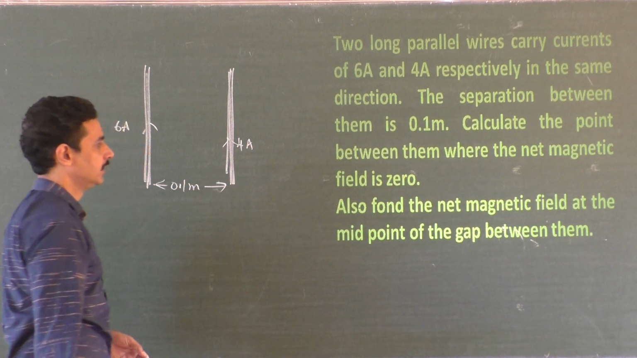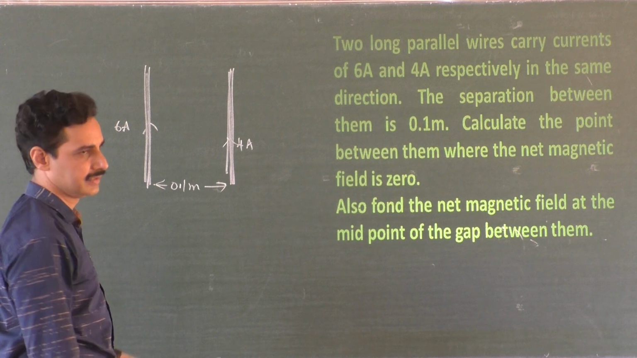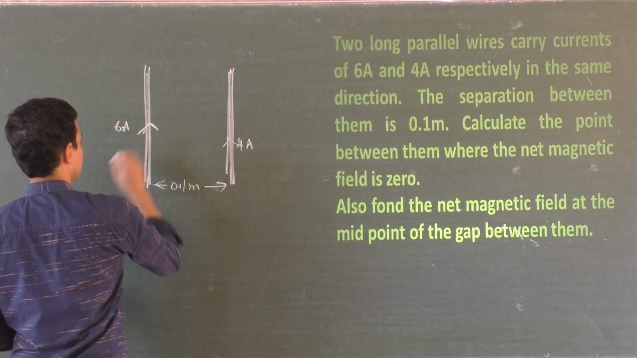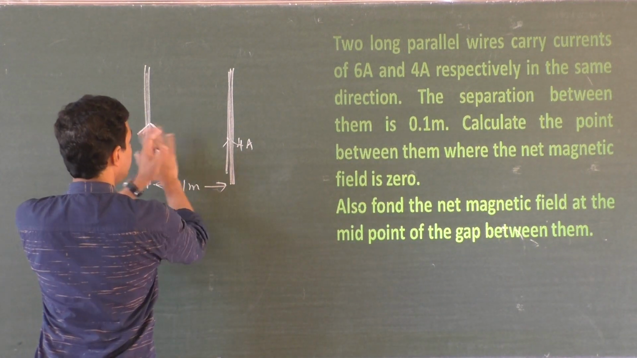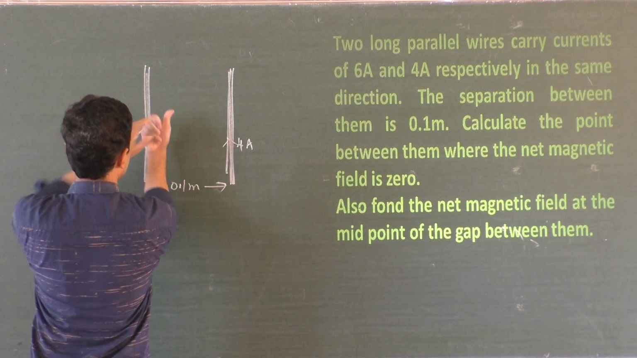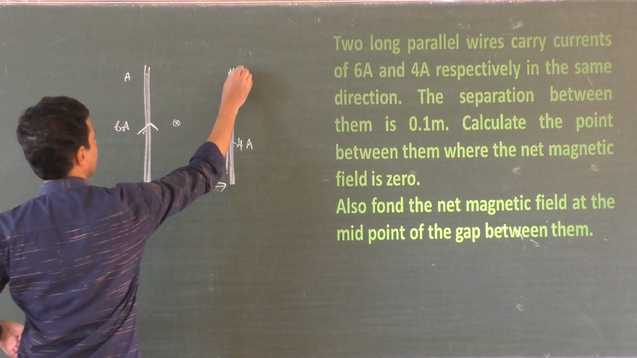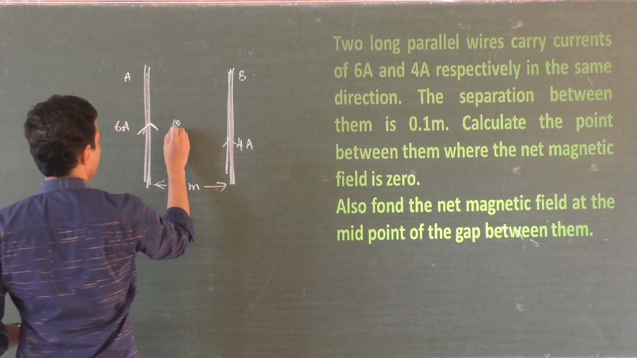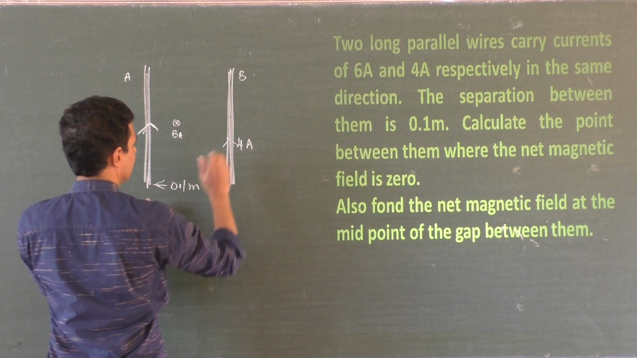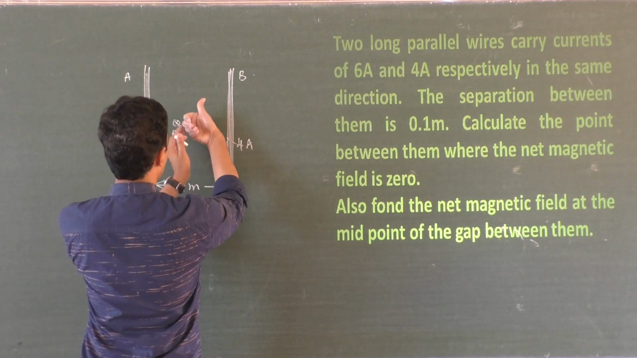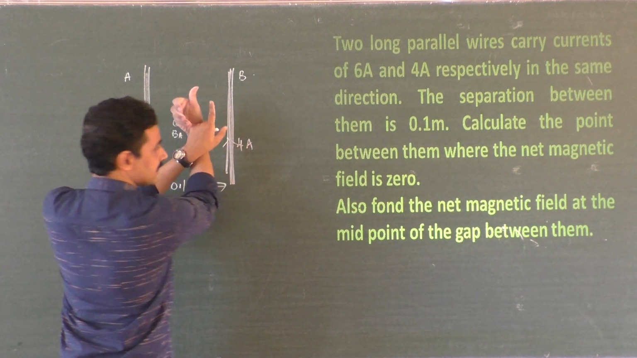Calculate the point between them where the net magnetic field is 0. You see, what is the direction of the magnetic field produced by this 6 ampere? In between them, at a point between them, it is like this, into. So somewhere it is into. I will call this conductor A and conductor B. So this is the magnetic field due to A. What about this one? Like this, right? It is coming out here. Of course, it will be going in here, but it is coming out here.